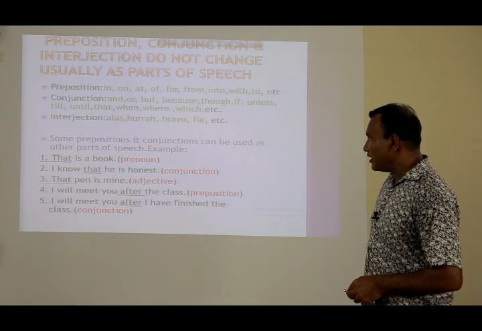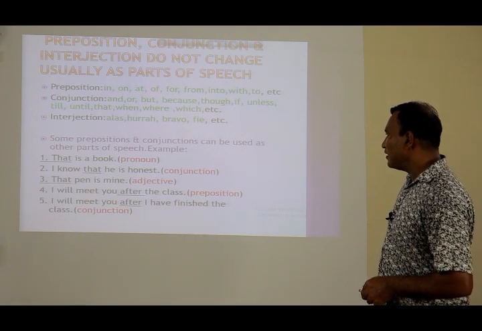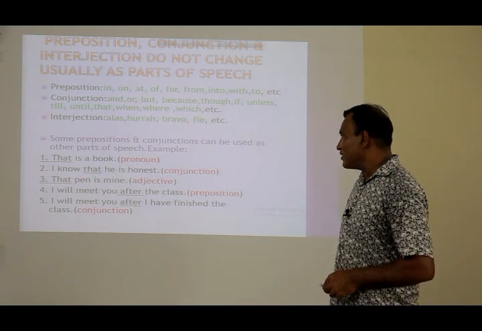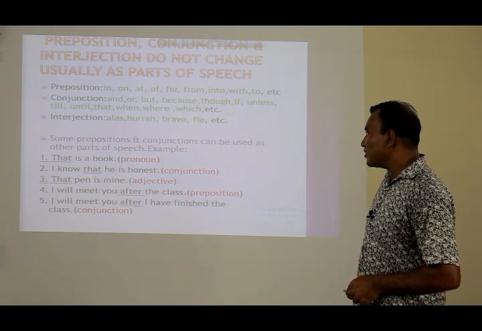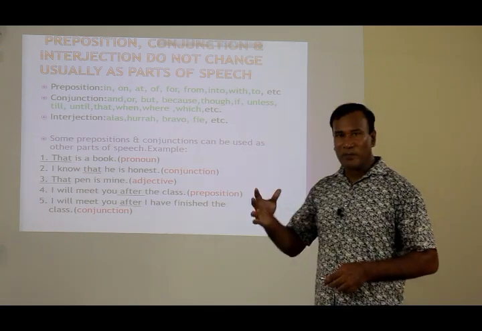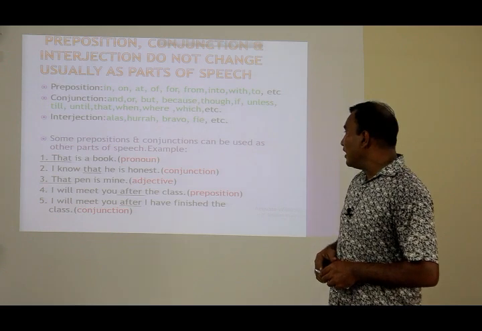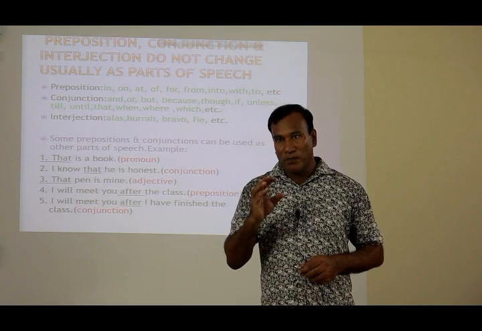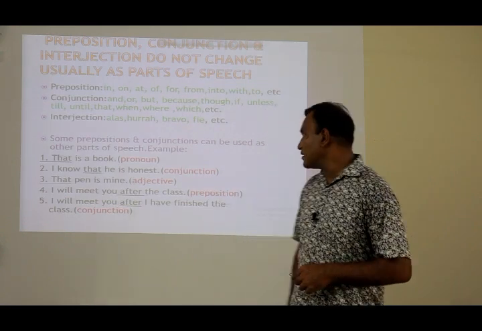In sentence number 3, that pen is mine. Here that pen tells us which pen. So that gives us information about pen. So that here is an adjective. So some prepositions and some conjunctions may change their parts of speech in different sentences.